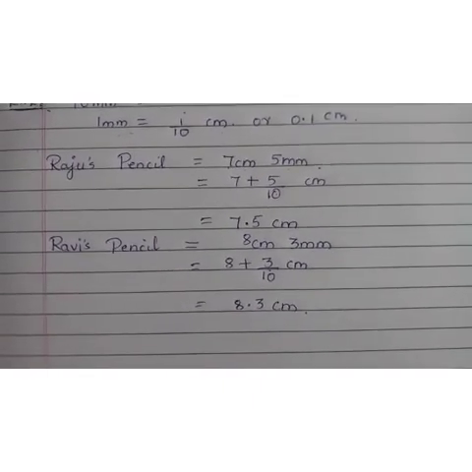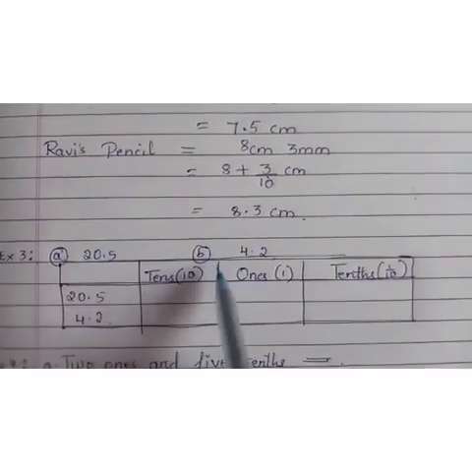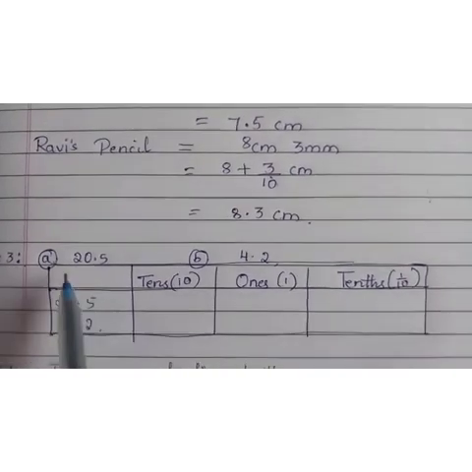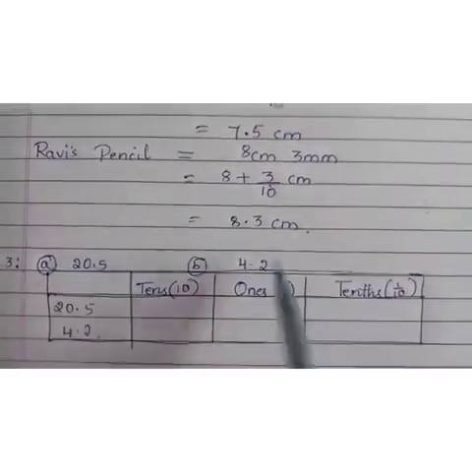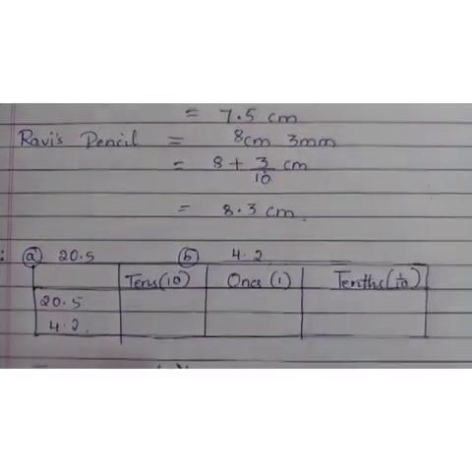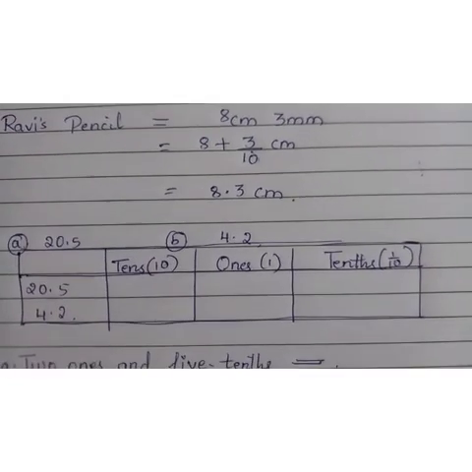Let us see some examples again. Example number 3. So children, here are two examples where you have to assign the place values for the given number. First one is 20.5 and second one is 4.2. In the earlier chapters, you studied that ones, tens, hundreds, thousands, 10,000 and so on were the place values.